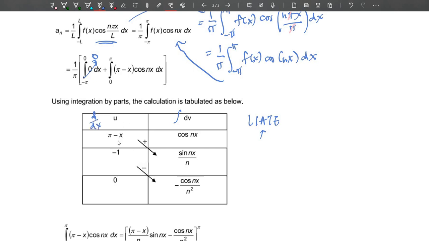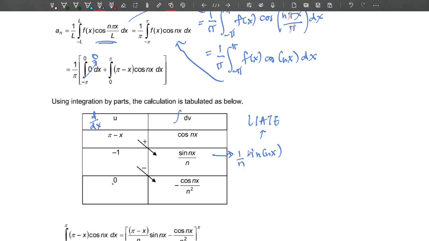Okay, so here differentiate pi minus x is equal to negative 1. Differentiate negative 1 is equal to 0. And for this side it should be cos(nx). Integrate cos(nx) is 1 over n sin(nx). I would prefer you to write it in this term, because it is much safer. I'm afraid that someone might cancel out n here, which is totally wrong. You can't simplify the angle of any trigonometric function.